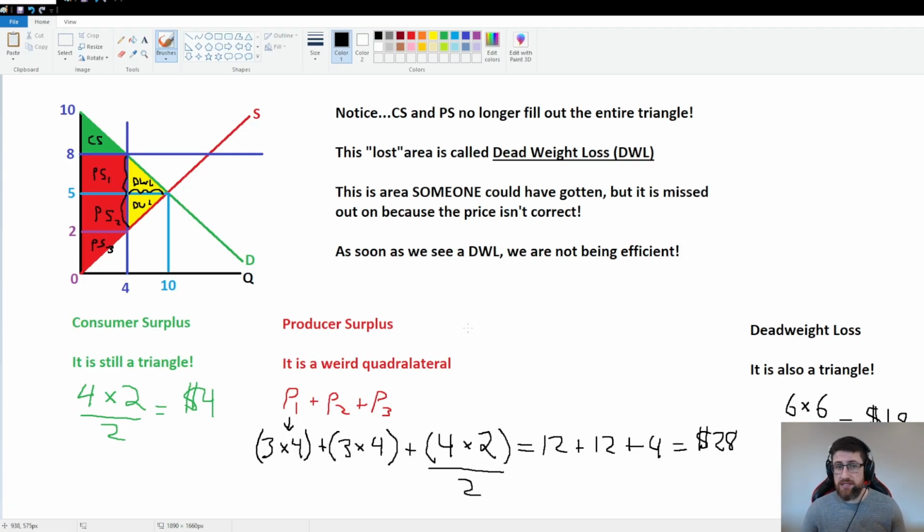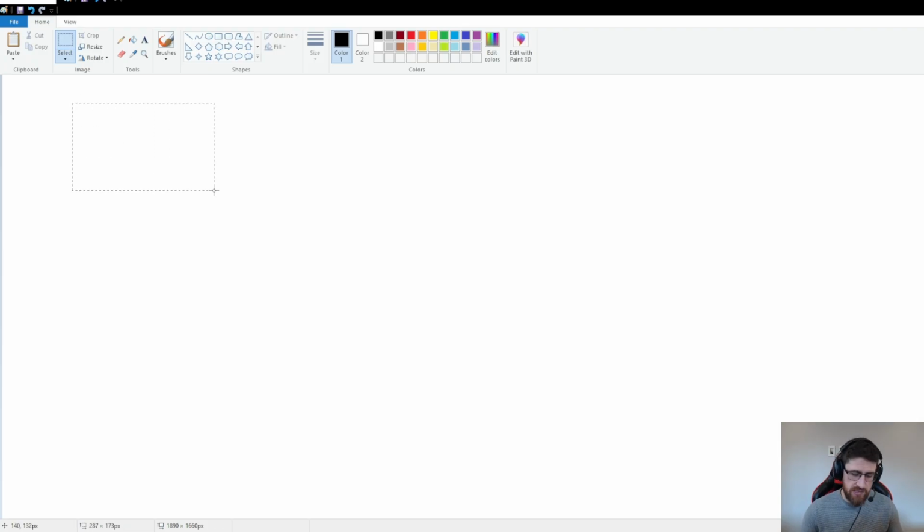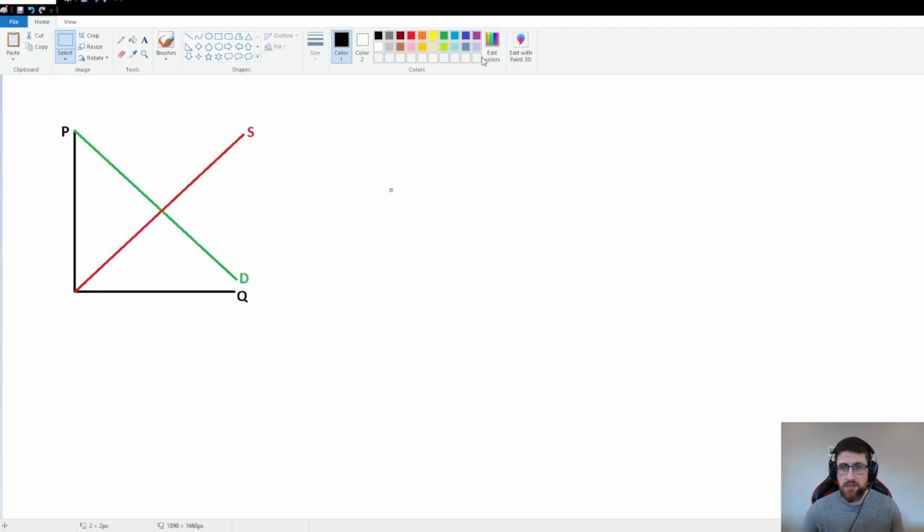Now, last thing I'm going to quickly show you, we're not going to do the math for it, but the other case we could run into is, well, what happens if the price is too low? So here the price was high. If the price is low, we basically do the exact same thing mathematically. It's just the consumer and the producer surplus, those will switch. So let's just quickly draw it out so you can get a visual.